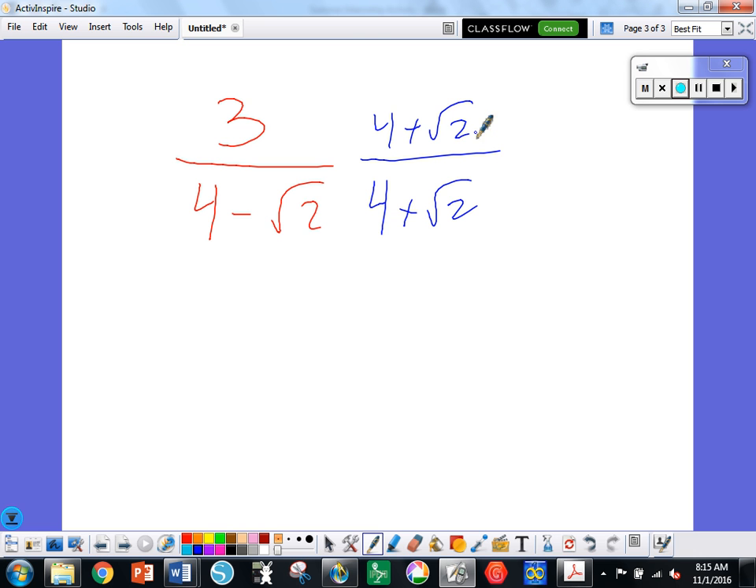Okay, let's go ahead and just distribute top and bottom really quick. So I got 12 plus 3 root 2. That's just me multiplying the tops together, correct? The bottoms, here we go. 4 times 4 is 16. Then we got a 4 root 2 minus 4 root 2. Uh-oh, we're going off the board here. Minus 2.